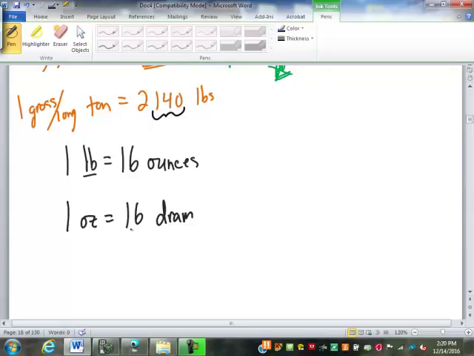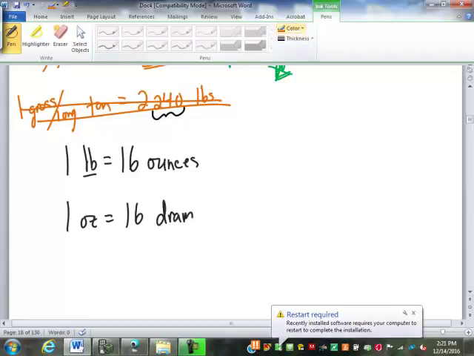Now there are units smaller than a dram. Oops, I said 140 up here. It should be 240. Sorry. So anyway, that should be 2,240 for a gross ton. As I said, we're never going to use the gross ton, so you don't have to worry about that.